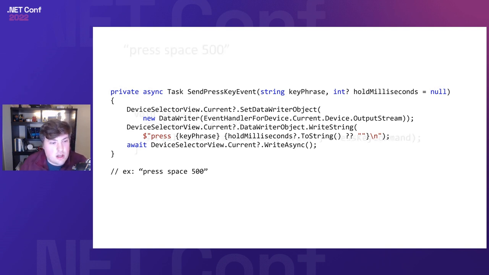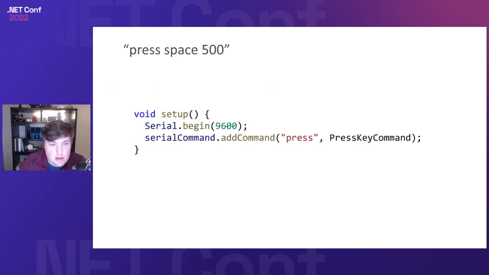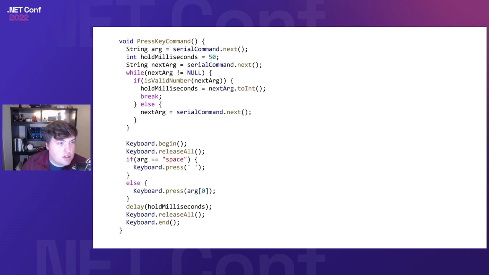And then on the Arduino side, we handle those serial commands by prefacing which command goes to which function. So because we say press space 500, whenever we get the press command, we fire into that press command function. In that press command function, we're getting the rest of the arguments. So what was the word that the person said? In this case, it's space. And how long should we hold it for? And so we then send back the keyboard event of the actual space.